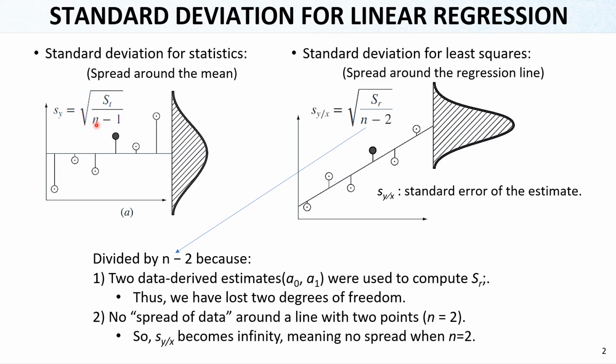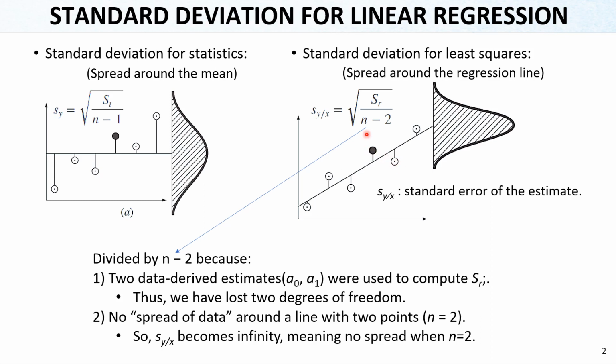So division by 0 is not defined as a number. That's why we can have the same analogy here. We have two coefficients, two unknowns, and especially for 2 points, let's say, the spread of data around a line with 2 points, there is actually no spread for 2 points. Let's say we try to have a line between 2 points. It's just a straight line that passes through these.